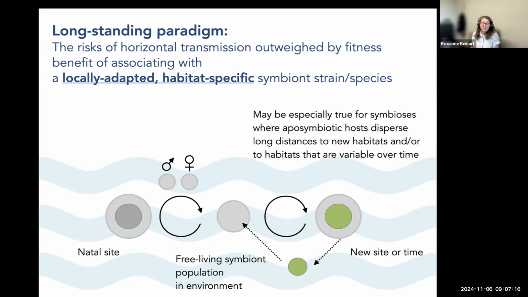This is maybe especially important in symbioses like those at deep sea vents, where the aposymbiotic hosts have to disperse very long distances to new habitats that are variable in their conditions over space and time. This is something we see at vents, and so this may explain why this transmission pattern is so prevalent. However, there hasn't been a lot of direct evidence for this idea.